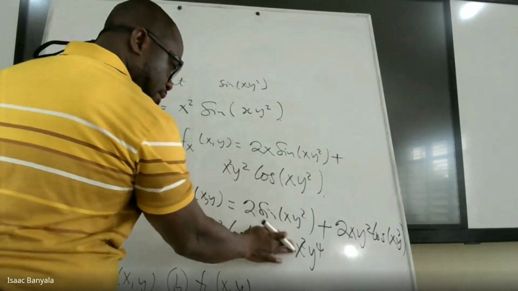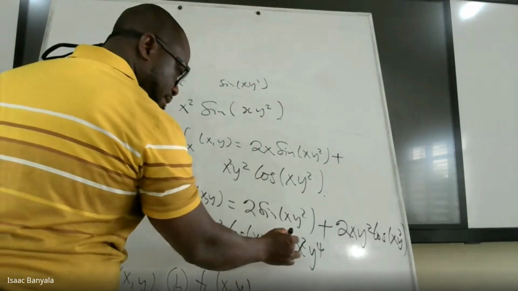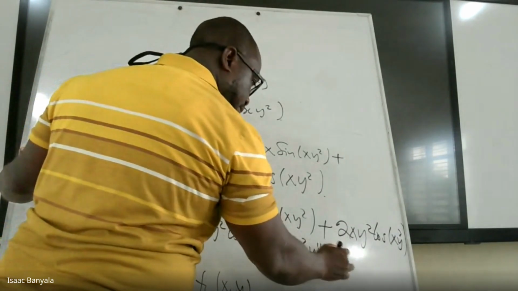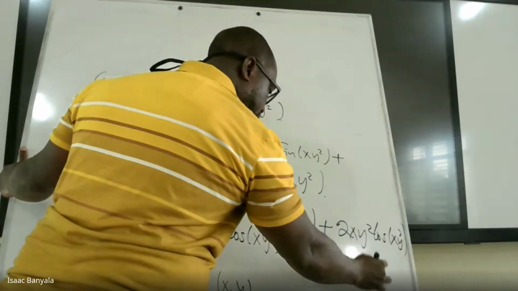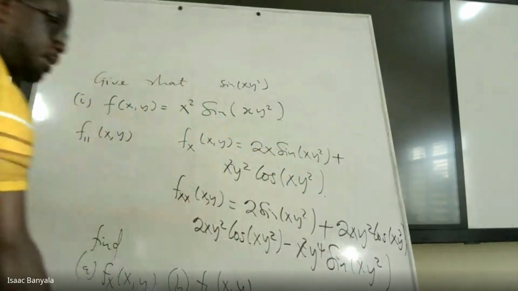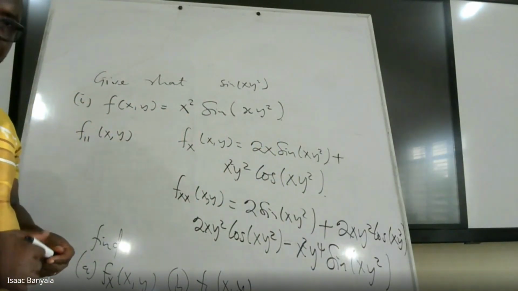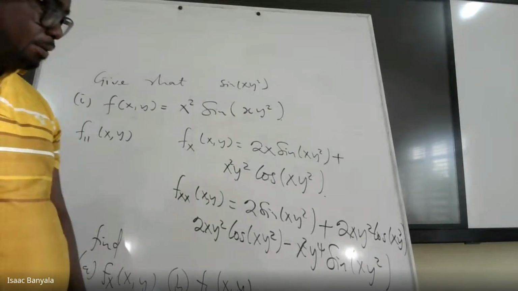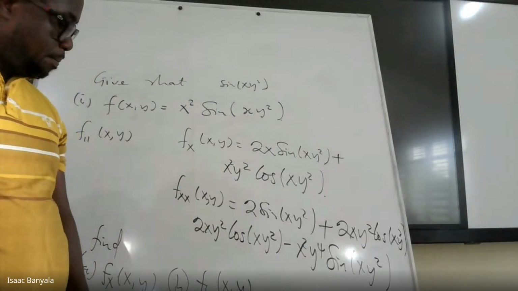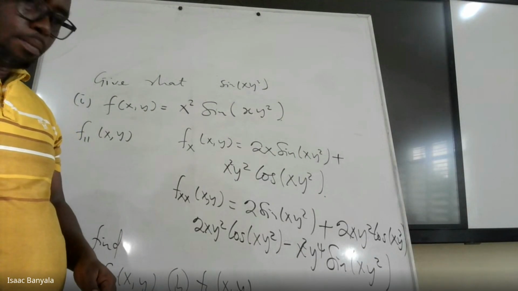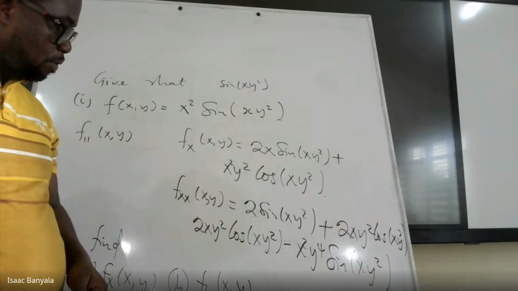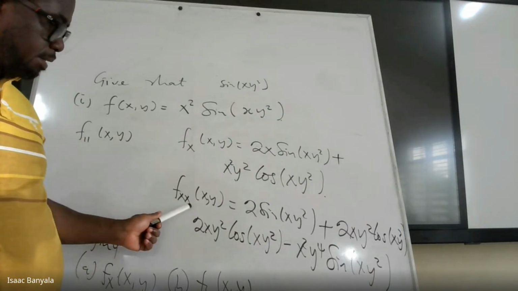Then you go to this one, what? Minus. Do you agree? Negative sine x. Please do you agree on that? Yes, sir. I don't get it. Which one? Differentiating with respect to y. We are doing x, so not with respect to y, with respect to x.